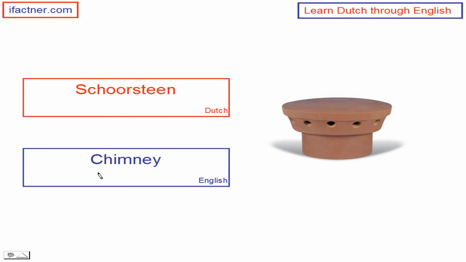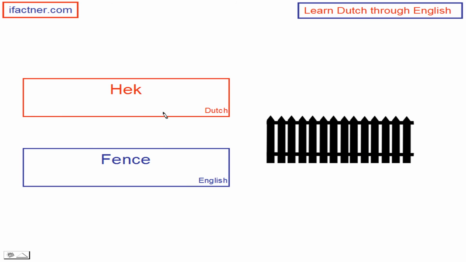Chimney is schoorsteen. S-C-H-O-O-R, schoor, S-T-E-E-N, steen, schoorsteen. Fence is called hek, H-E-K, hek.